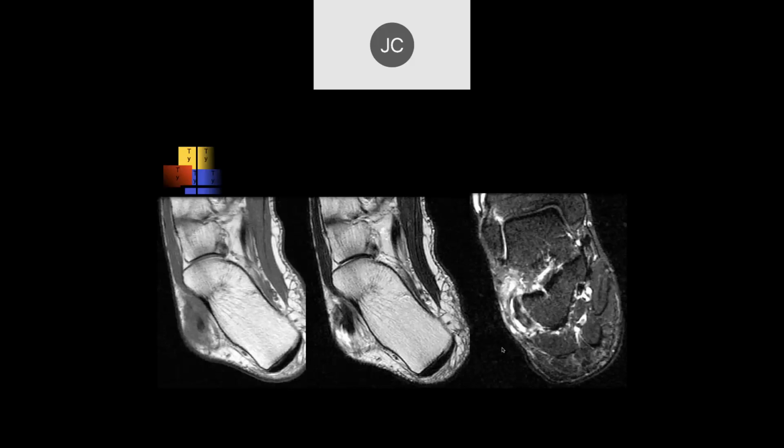Okay, Robert. All right. Here it looks like there's a lot of edema surrounding the peroneal tendons. There's some thickening of the peroneal tendons. Right. Some partial thickness tearing at least. Yeah, and so this is distal tendon, and the patient had peroneal tenosynovitis.